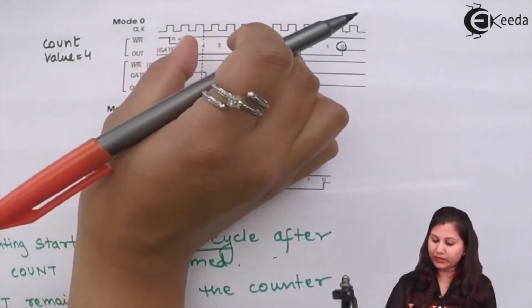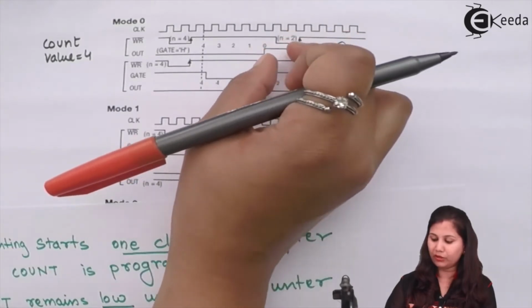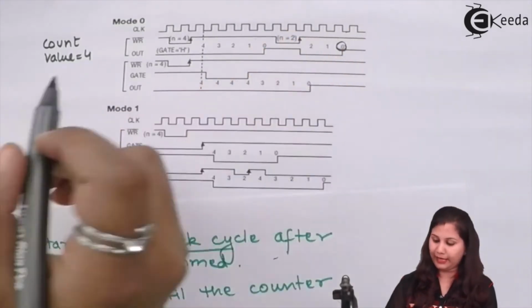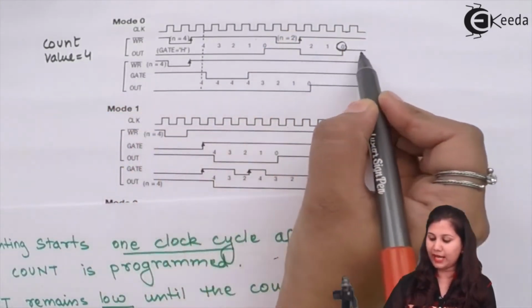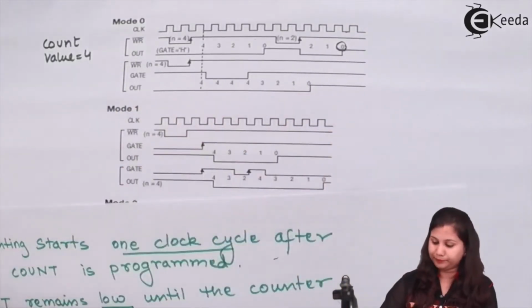So when counting is going on, then out is low, and when counting is not going on, then it is high. And the gate pulse is always high. It has to be high for normal counting.